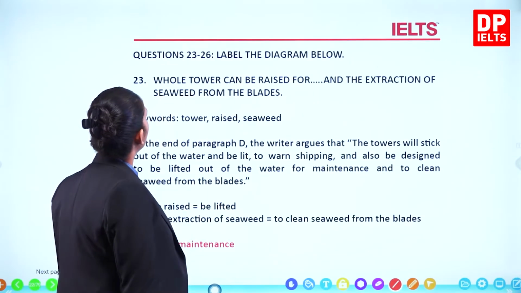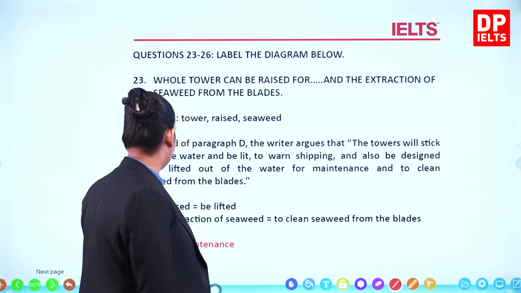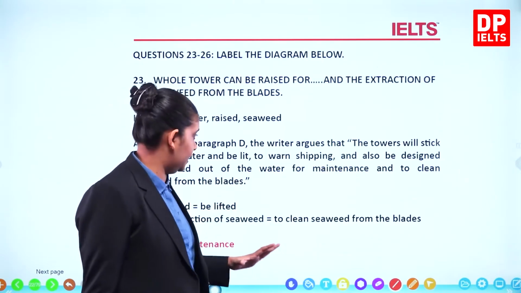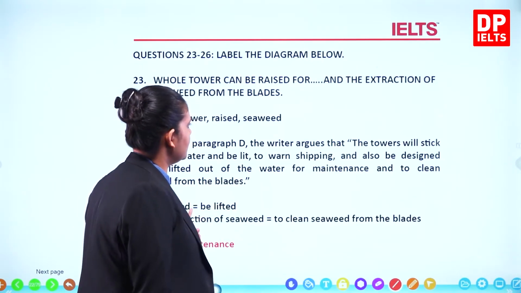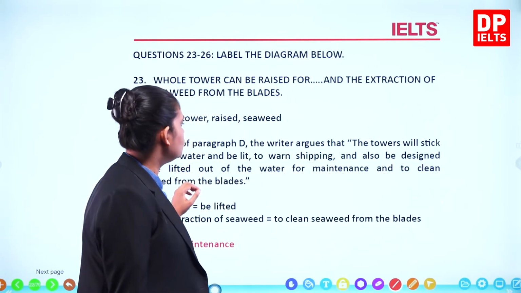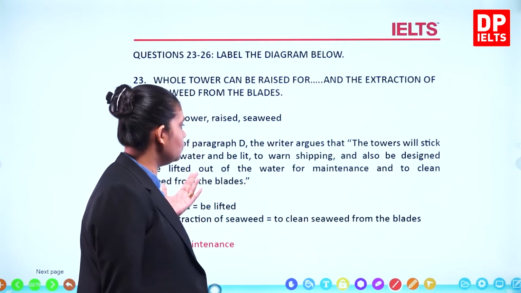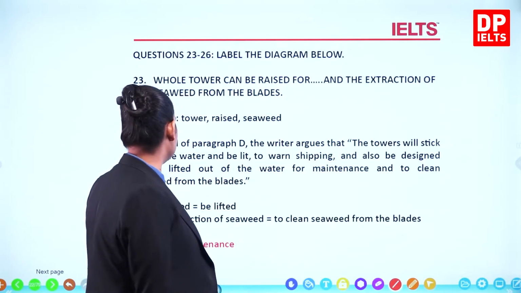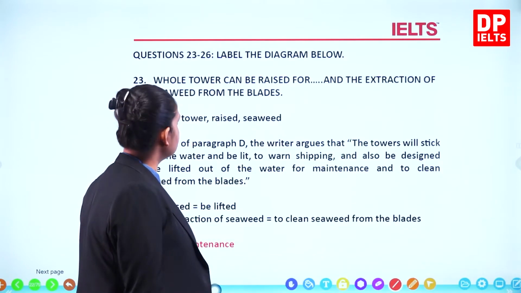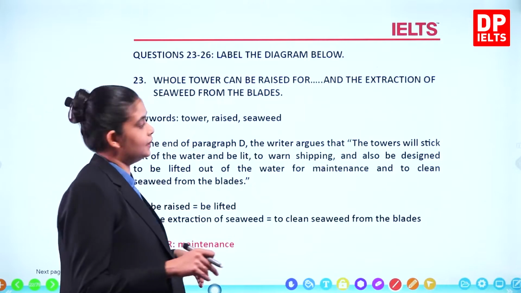Right. Questions number 23 to 26, label the diagram. Okay? So 23, at the end of paragraph D, right, the writer argues that the towers will stick out of the water and be lit to warn shipping and also be designed to be lifted out of the water for maintenance and to clean seaweed from the blades, right? So the whole tower can be raised for maintenance and the extraction of seaweed from the blades. So that is quite clear, right?